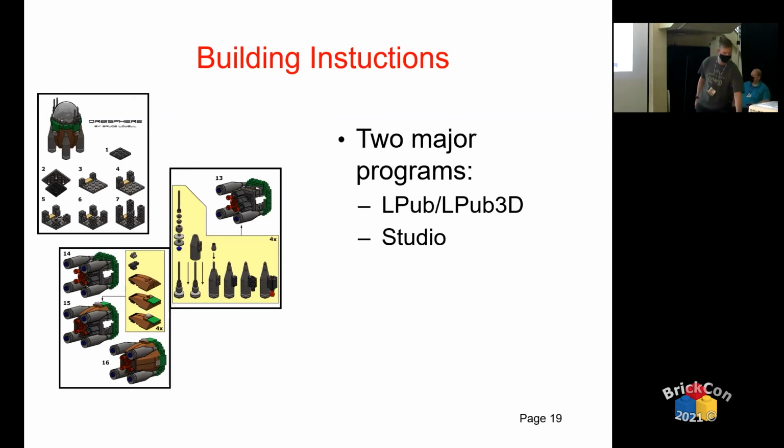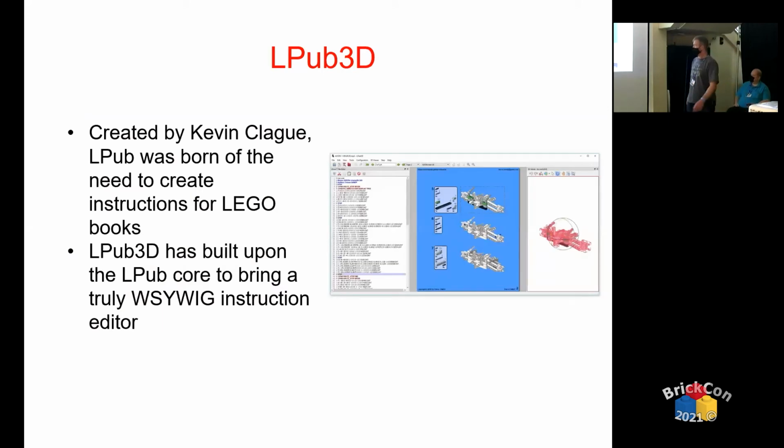So LPub was created by Kevin Clegg. He was actually writing a book about Mindstorms and was surprised that there was no easy way to make instructions, so he wrote a program to do it. Kevin Clegg kind of retired from the hobby a little bit, and another person took up the torch and created LPub 3D, which is a much more fully featured editor that you can move icons around on and edit your model and whatnot.